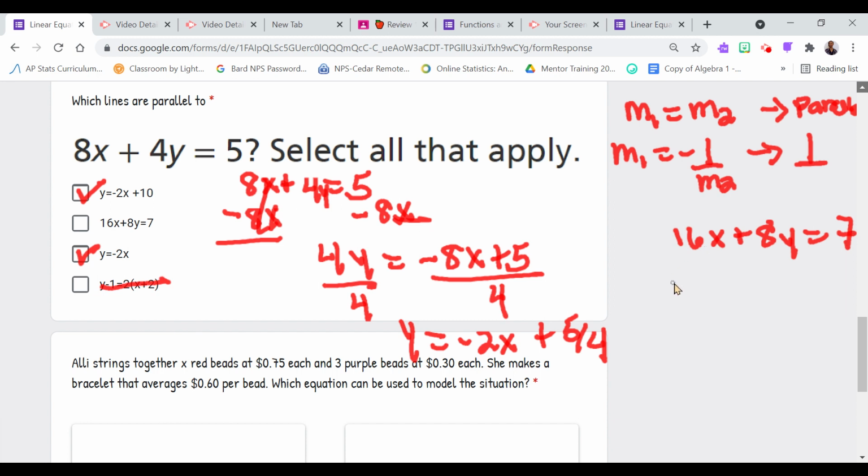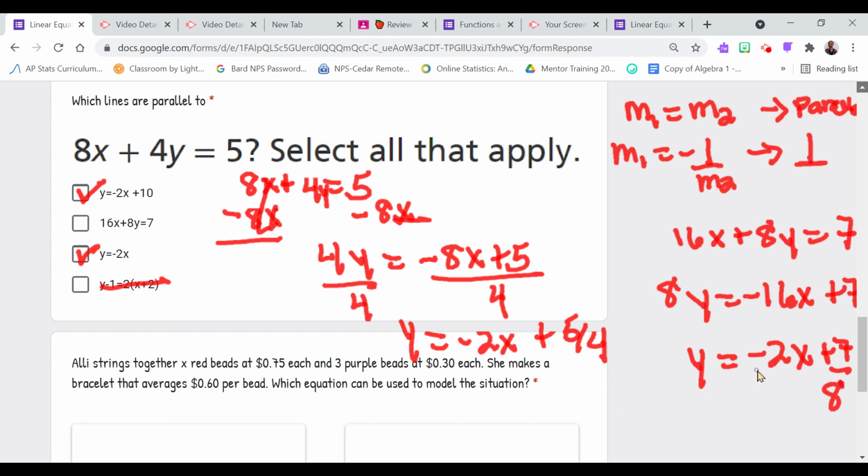So let's do that. So it's going to be 8y is equal to -16x plus 7, right? So let's subtract the 16x from both sides. I'm going to divide both sides by 8. So y is equal to -2x plus 7/8. My slope here is a -2. So that's also what I want. So it looks like all three of these have a slope of -2, only the last one did not.